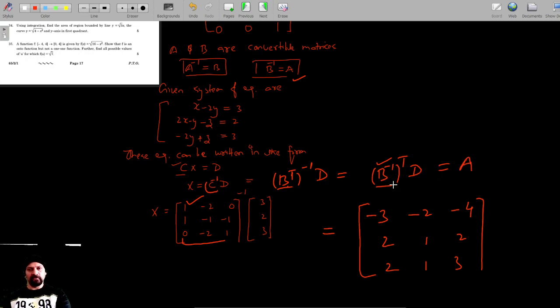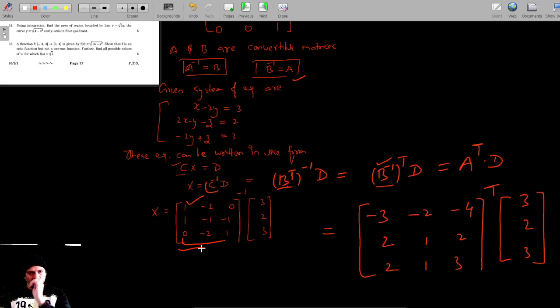So B inverse is equal to A. So instead of B inverse, I'm going to write A and then use the transpose. So it has to be the transpose here. So this is A transpose into D. So this is A, and we will do its transpose and then multiply it with D. D is 3, 2 and 3. So that's how we are going to use this result.